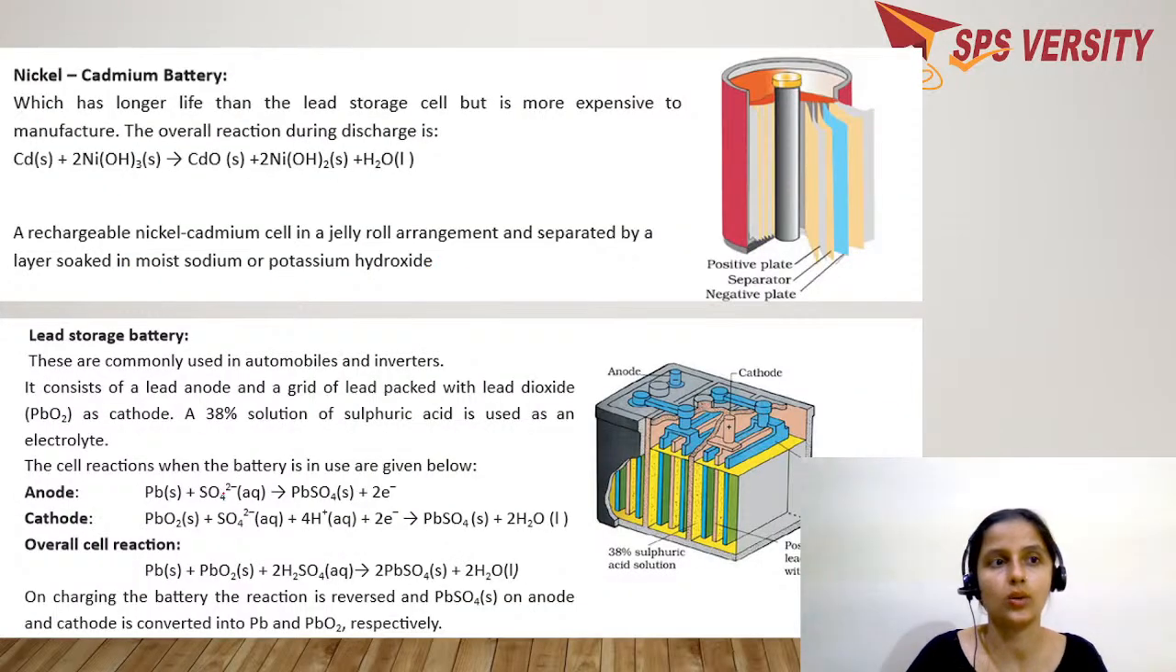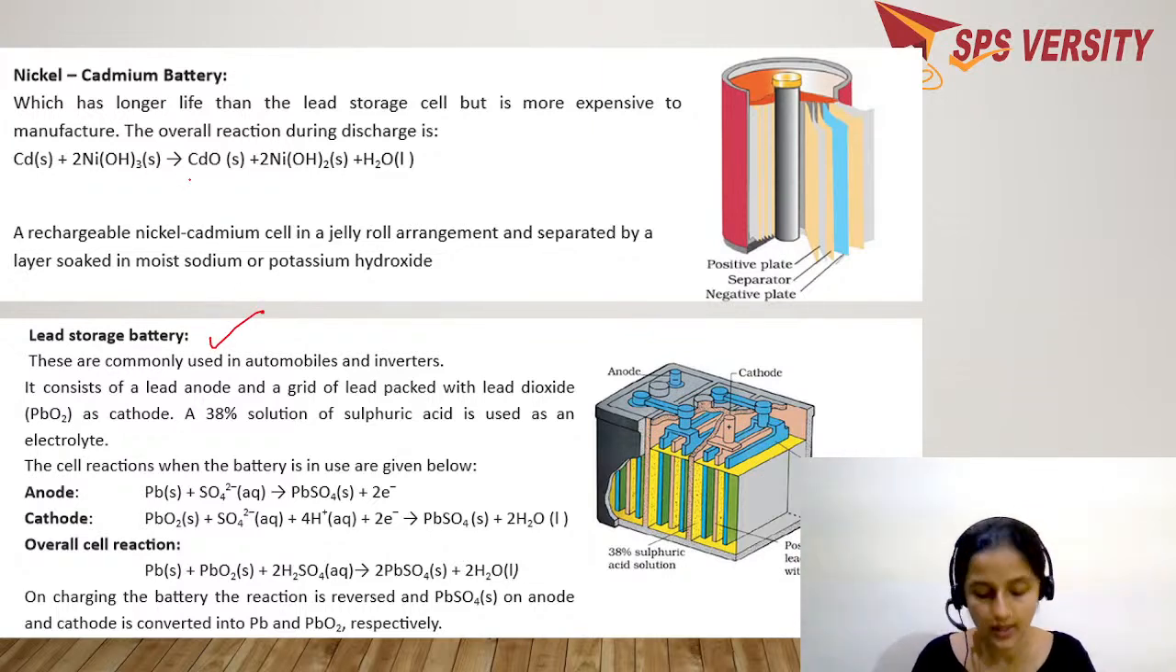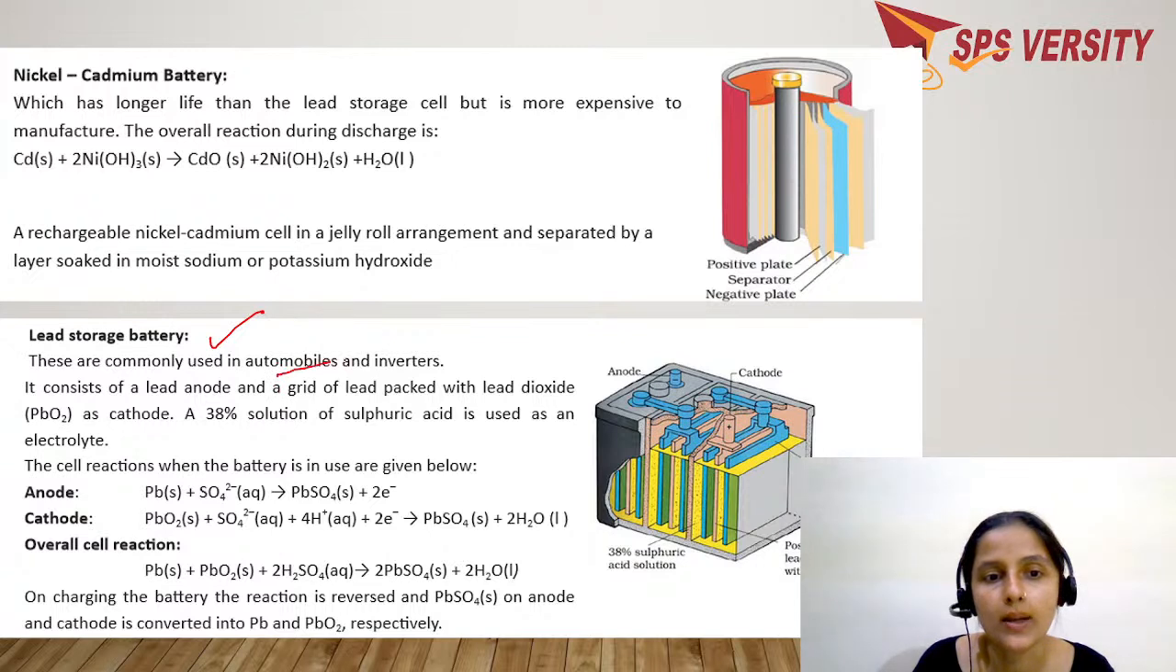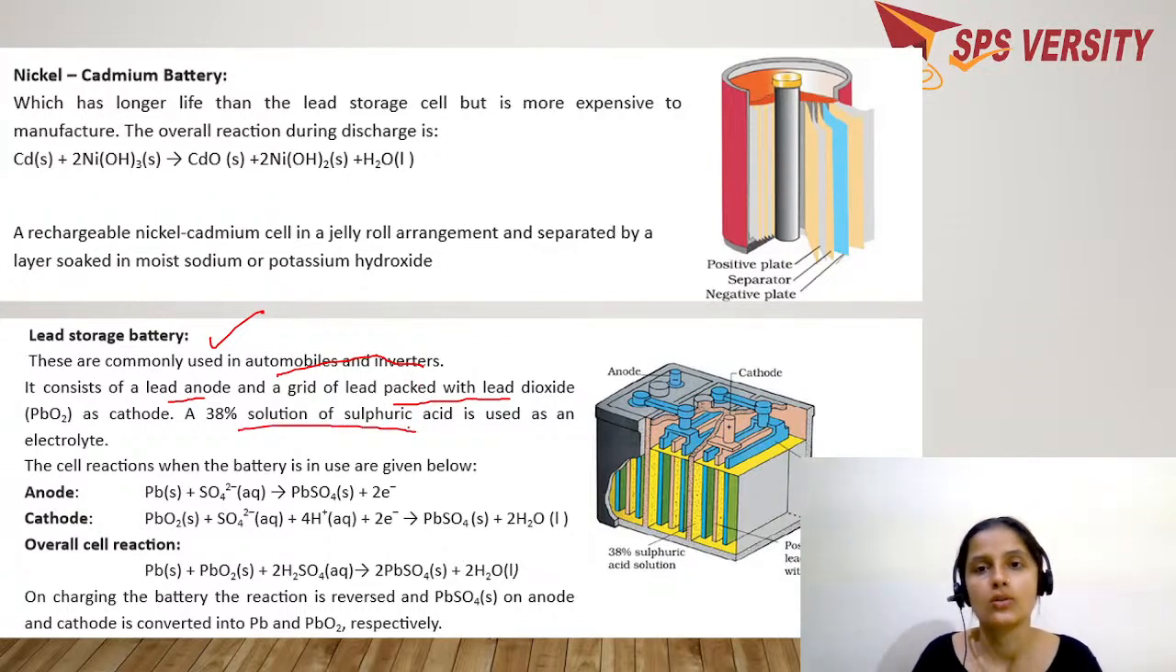So how is the reaction going to happen? We'll see that particular battery first, that's the lead storage battery, and then I'm going to go for the nickel cadmium batteries. Okay. The lead storage battery is used in automobiles and inverters. And what does it consist of? Lead anode and lead packed with lead dioxide as the cathode. Both are made up of lead only. And you have 38% sulfuric acid, so sulfuric acid is present here as the electrolyte.